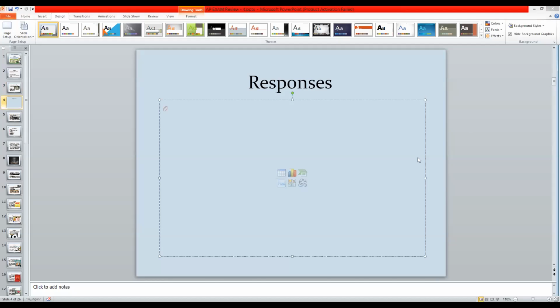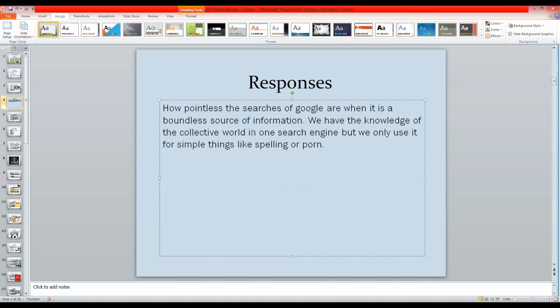Okay, got a few that came in from the chat, so we're going to copy and paste Mohammed's over here. So first one here: how pointless the searches of Google are when it is a boundless source of information. We have the knowledge of the collective world in one search engine, but we only use it for simple things like spelling or porn. Absolutely. A lot of this video is like our weird searches, and you could be looking up some really good information regarding career or major or whatever, but we usually use it for nonsensical things here.